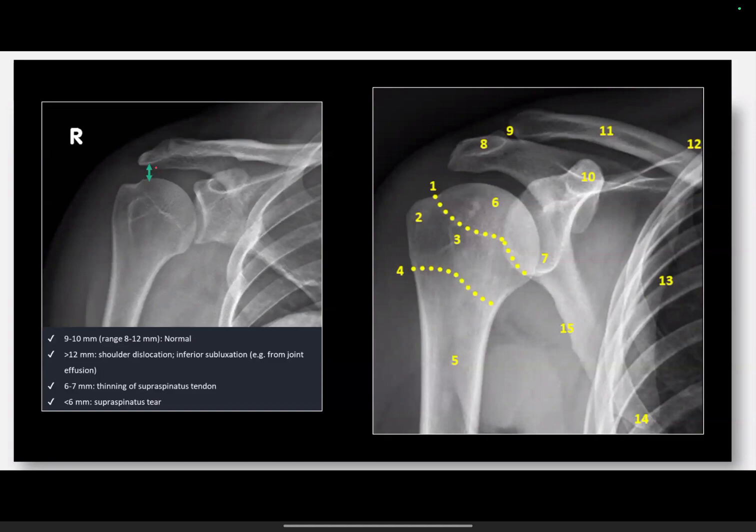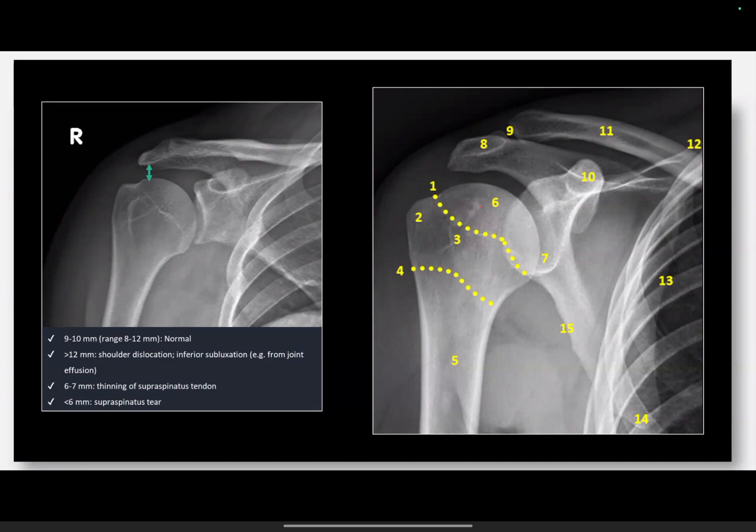Next is the subacromial space. You can see normally the subacromial space is 9 to 10 mm. If more than 12 mm is present, then we should think about inferior subluxation of the joint, and it could sometimes be secondary to joint effusion also. And if it's less than 6 mm, that is because of a supraspinatus tendon tear and superior migration of the humeral head.